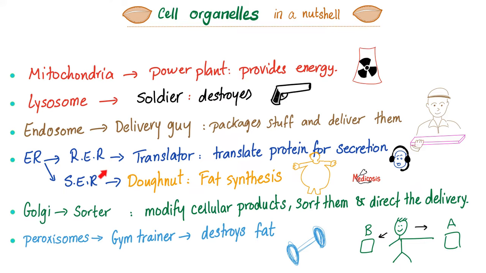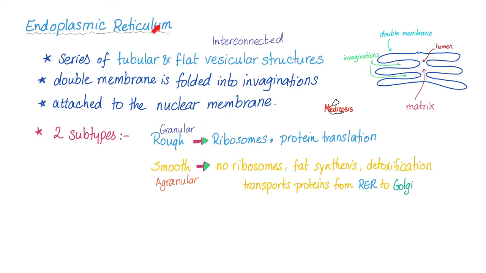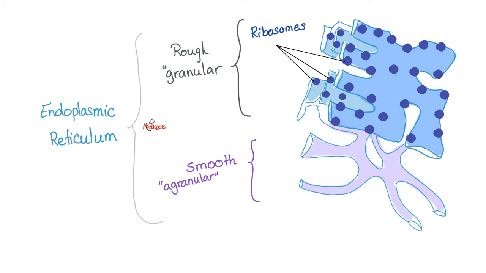Rough endoplasmic reticulum versus smooth endoplasmic reticulum. The rough endoplasmic reticulum is the translator, i.e. protein synthesis. The smooth endoplasmic reticulum is the donut, or fat. Why is the rough endoplasmic reticulum rough? Because it is studded with granular ribosomes. The ribosome is made of what? rRNA and proteins.